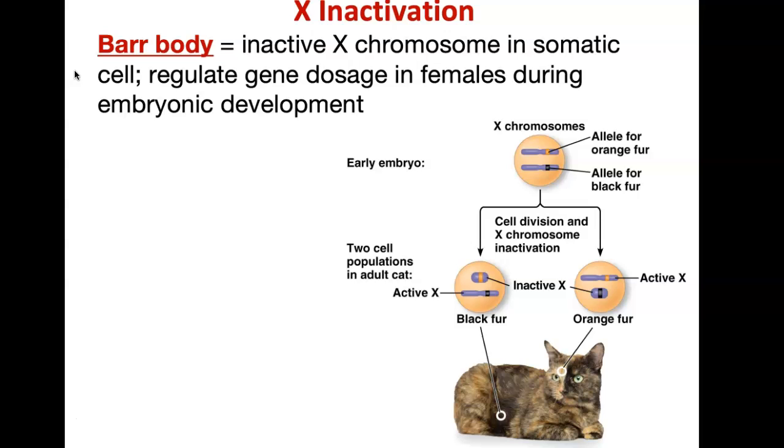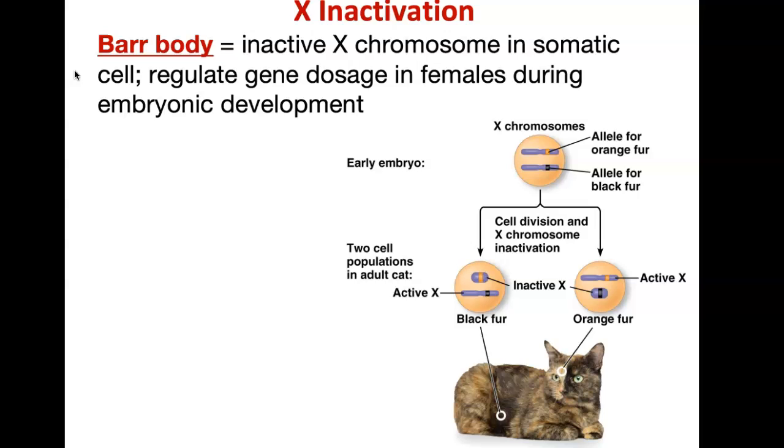So these cells can be next to each other. Some of them produce black fur and some of them produce orange fur because the other conflicting gene is shut off. Now, males can never be tortoiseshell, they can never be calico cats because they only have one X chromosome. So if the fur color gene is on that X chromosome, the male cat, because it also has the Y chromosome, is either going to be just a black cat, or some other cat is just going to be orange.